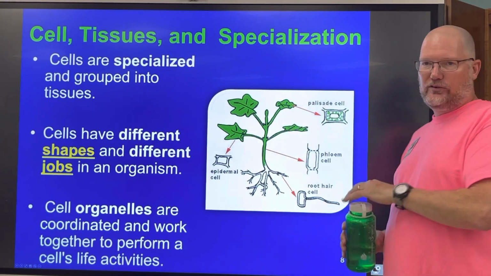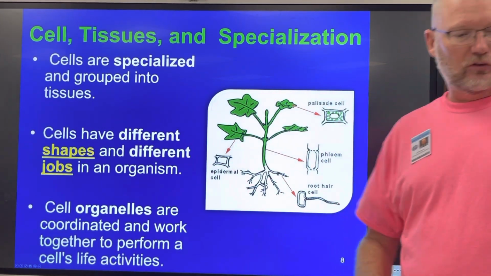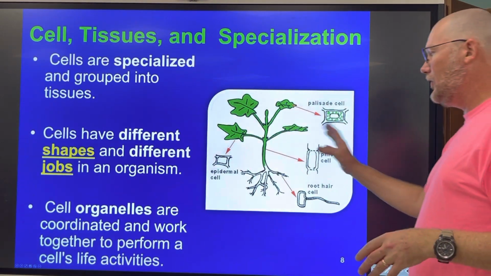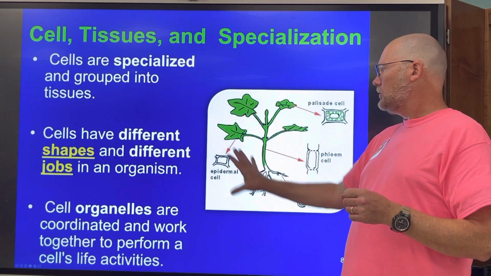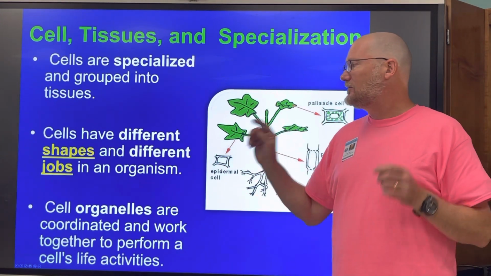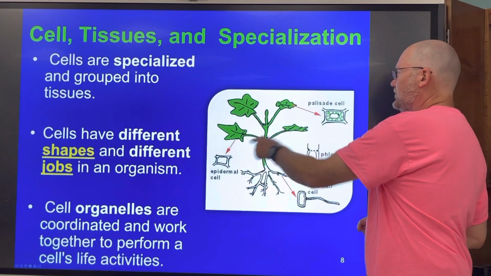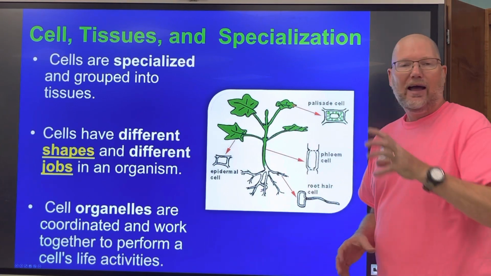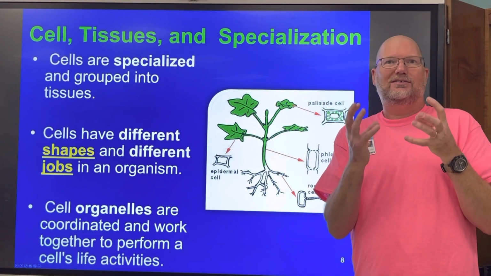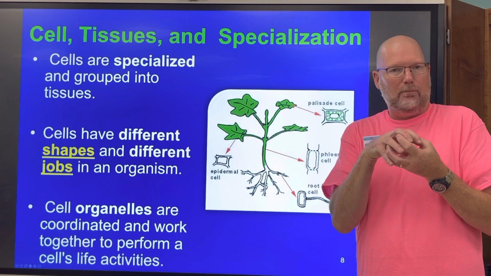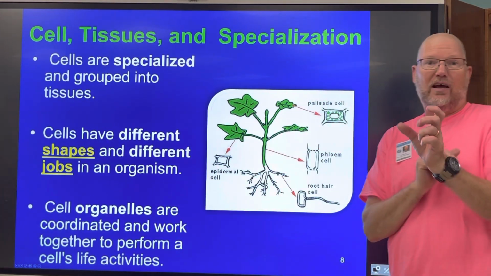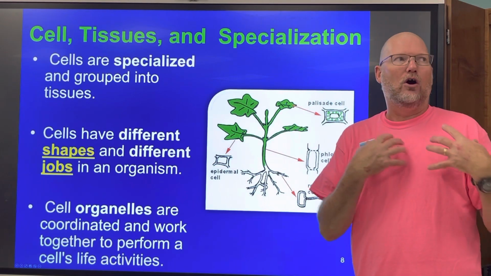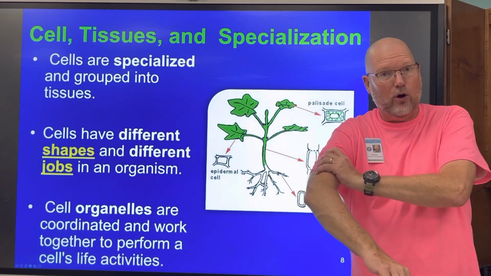And a root hair cell. And all of them together, so they're all specialized, all of them together, they're coordinated to make the whole plant work. Now cells, the individual cells, have their own system within them made up of things called organelles. So you've got an organ like a lung or a heart or a humerus bone, okay?